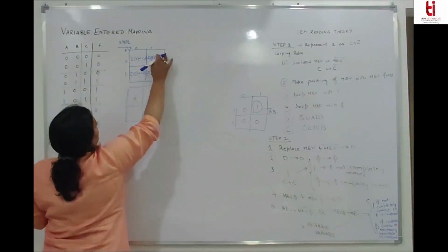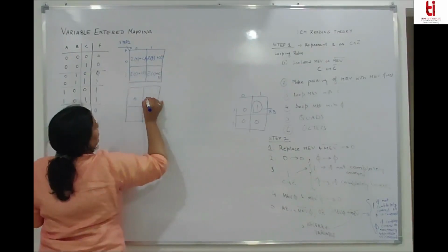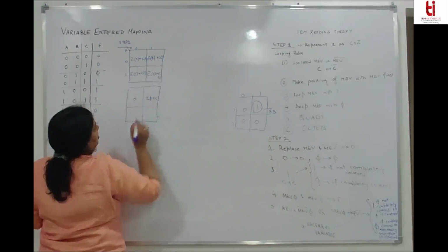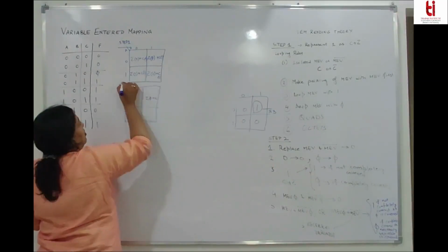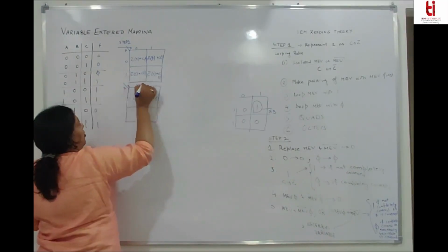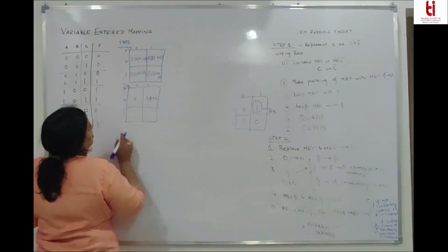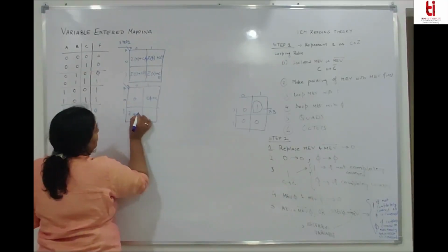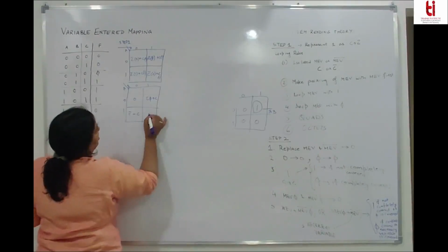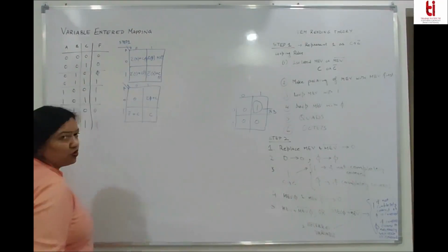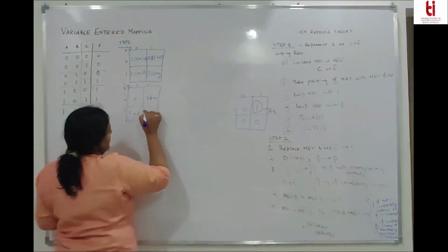This one, C bar 5 plus C. This one, C bar plus C. And this one, C bar is 0, C. So which is a map entered variable? This is a map entered variable.